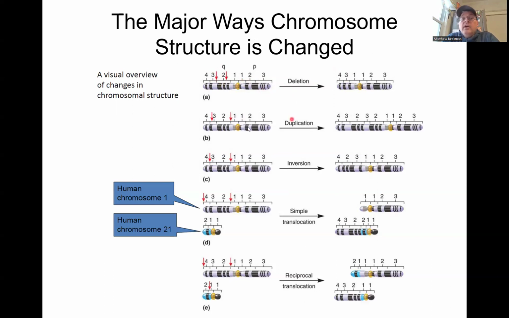That's a deletion. A duplication: 4, 3, 2, 1, 4, 3, 2, 3, 2. So we see 4, 3, 2, 1, but the 3, 2 was somehow duplicated in here.